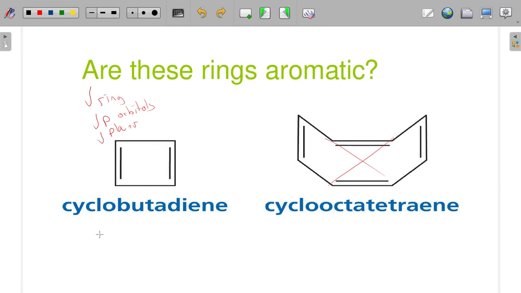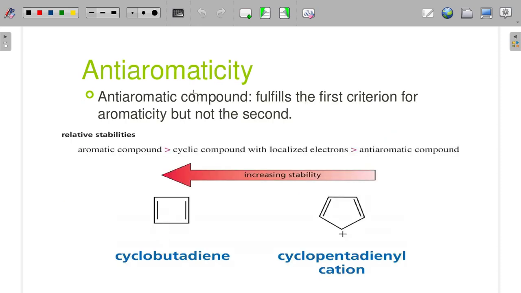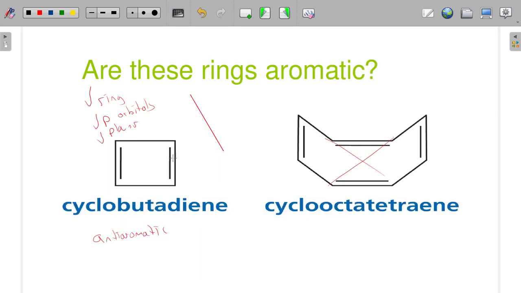Now, this one is more properly called anti-aromatic. And all that means is when we say anti-aromatic, it fills those first three things, but not the last one. And anti-aromatic compounds are very, very unstable. They'd rather rip apart and not do anything. So cyclobutadiene typically reacts very quickly, breaks this bond or the other single bond, and then opens up the ring.